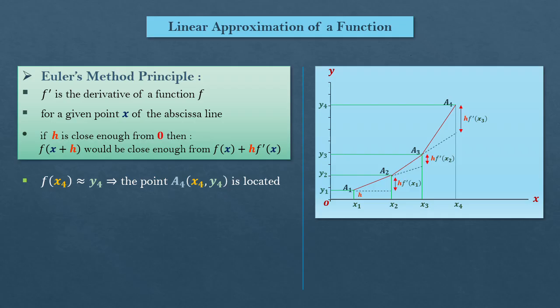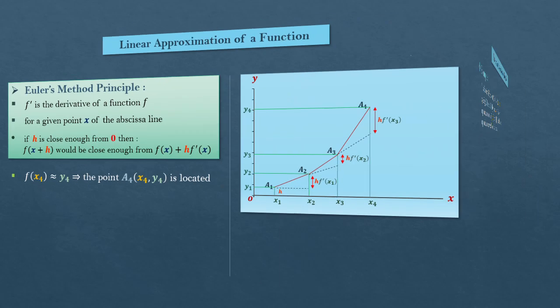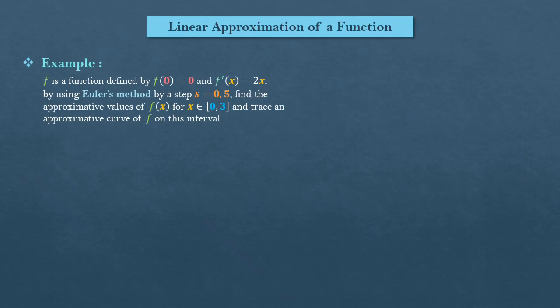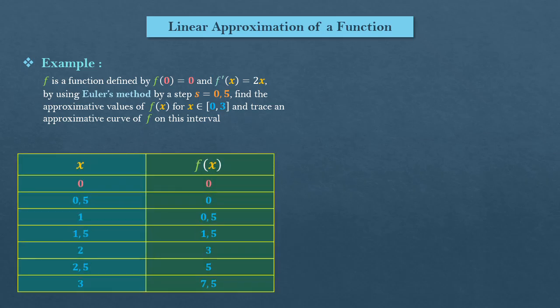Now we will check out an example to apply this method. So if we consider a function f which is defined by the image of an initial abscissa, which is 0, as f of 0 which equals 0, and by its derivative f prime of x which equals 2 times x, then if we apply Euler's method using a step of 0.5 to determine the values of f(x) on the interval 0 to 3, we will get to each of the 7 values of x by this step the corresponding images by the function f. Now to explain it, we already have f of 0 which equals 0.